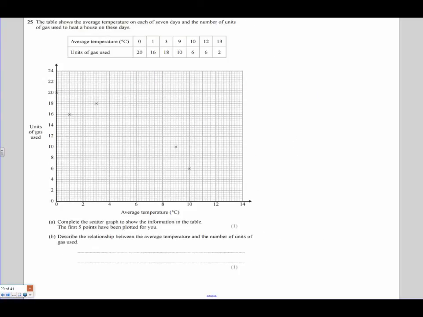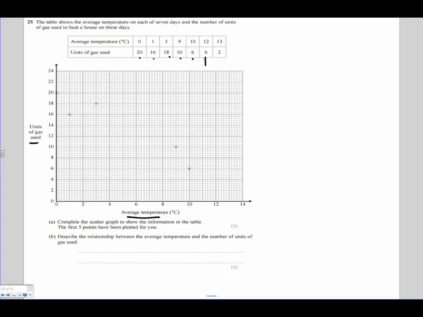Question 25 shows a table of average temperatures on 7 days and the number of units of gas people use to heat the house on those days. So we have units of gas on the y-axis and the average temperature across the x-axis. And it's asking us in part A to complete the scatter graph to show the information in the table. The first 5 points are plotted. So 1, 2, 3, 4, 5 have been plotted.